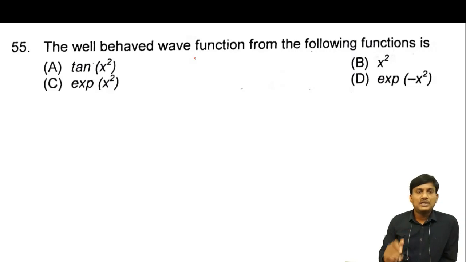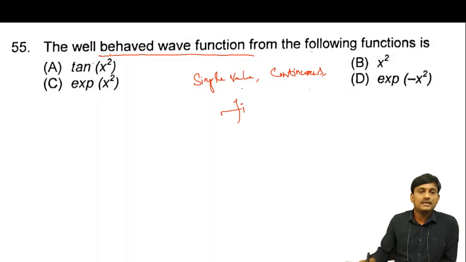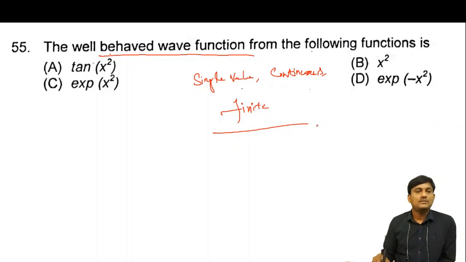The well-behaved wave function from the following functions is, well-behaved wave function. In quantum mechanics, the function should be well-behaved. What is the meaning of well-behaved? The function should be single valued and continuous. The function should be continuous, and the values of the function should be finite. Then the function will be well behaved.